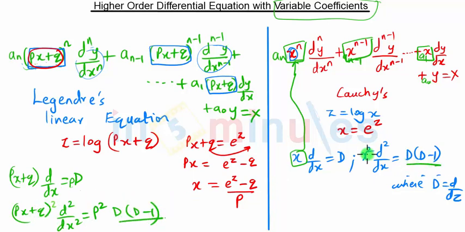Here instead of x square d square/dx square we substitute (px plus q) squared d square/dx square. Here we substitute D into (D minus 1), here we substitute p square into D(D minus 1) and so on. Here also this D is d/dz. So this is the basic substitution for Legendre's equation. This will be more clear when we see the problem on this type.